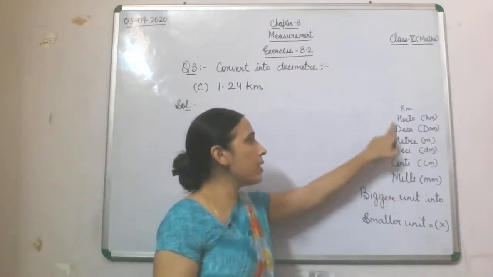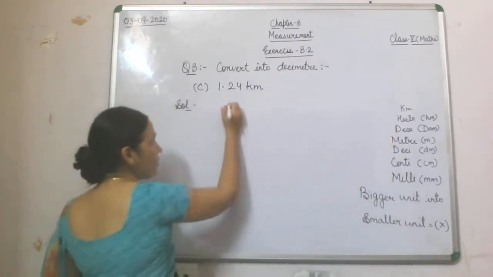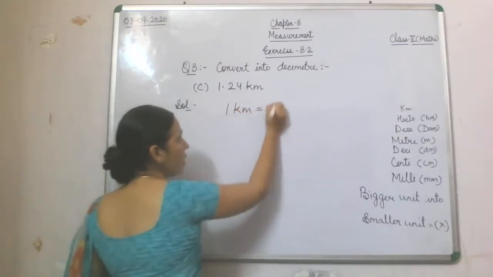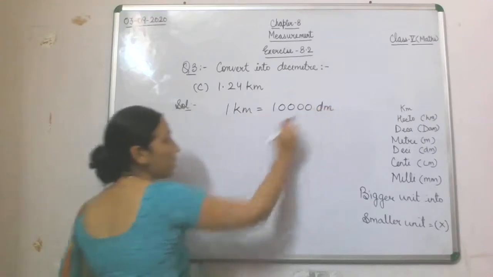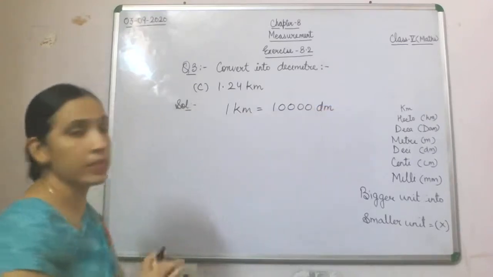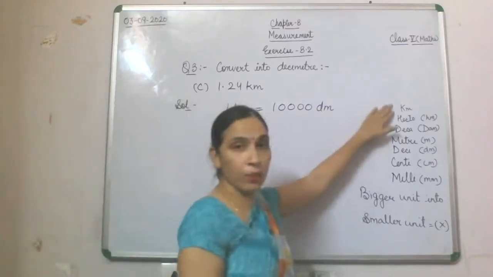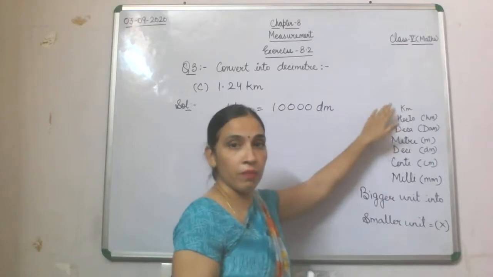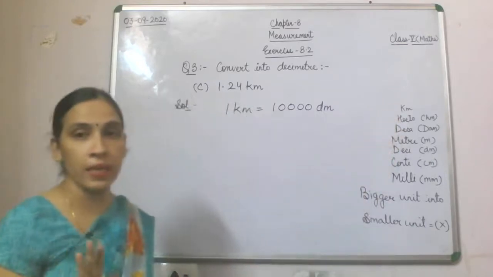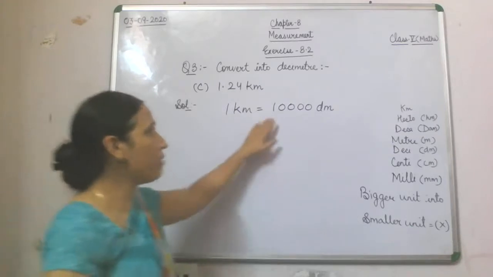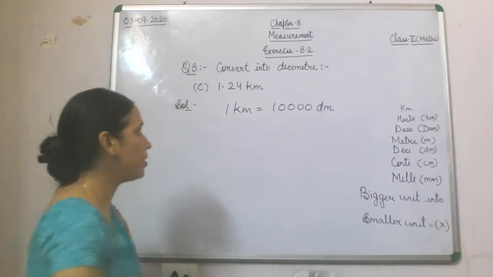How many steps? 1, 2, 3, 4. 4 steps. It means in 1 kilometer we have 1 followed by 4 zeros. It means you have 10,000 decimeter. See, quite simple. We leave the kilometer, in which the question is given, and count 1, 2, 3, 4 up to deci. Then 1 will be followed by 4 zeros. What will we get? 10,000 decimeter.